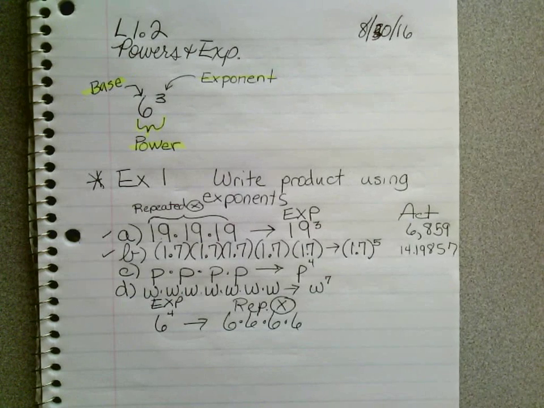Okay. Let's look at the checkpoint really quick. Number 1, it says write the product using an exponent. Write the product using an exponent. Grace, for the checkpoint, number 1, on the bottom of page 10, tell me what the product is using an exponent.